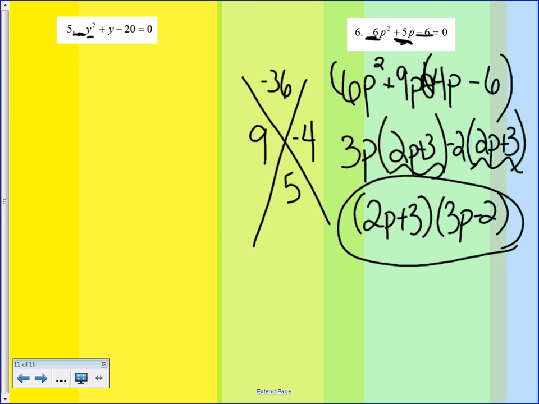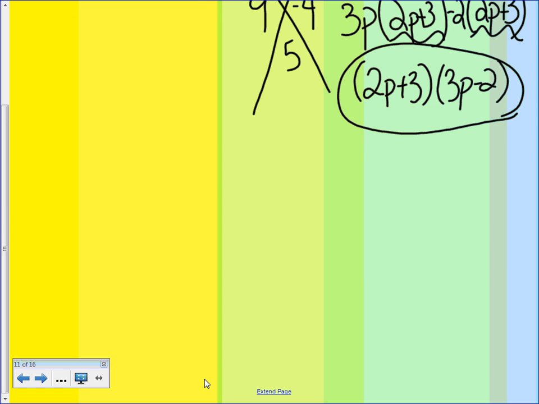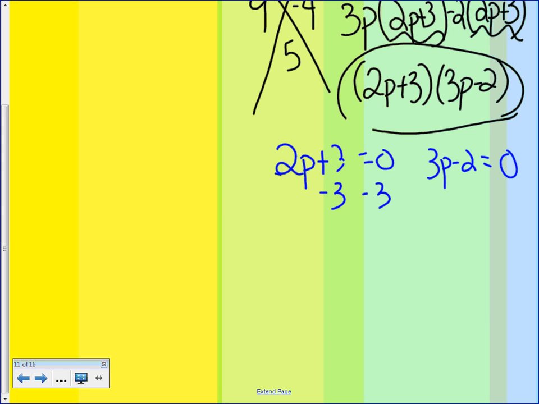Normally we stopped here. But now I need to solve those factors, and I need to set them equal to 0. So I have 2p plus 3 is equal to 0, and 3p minus 2 is equal to 0. I don't know why I put those parentheses there. You don't really need them. So now I'm just going to go ahead and solve each of these for p. So again, this is solving equations. If that's something that's still confusing, please let me know.